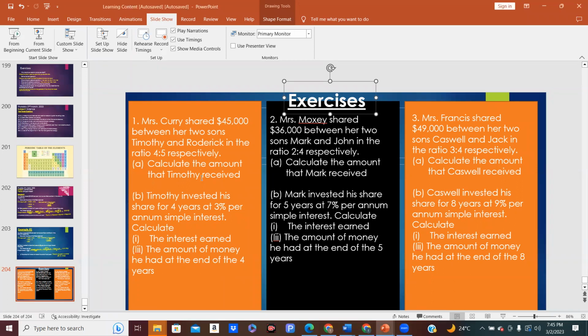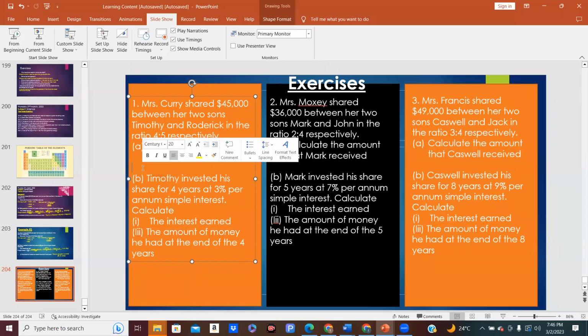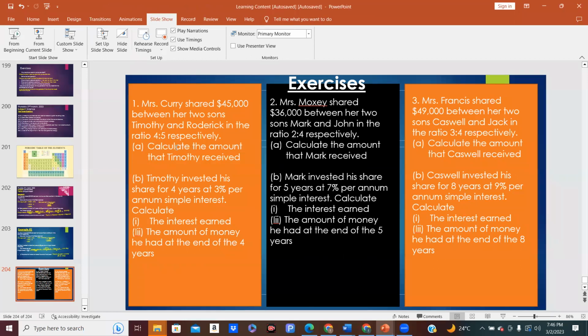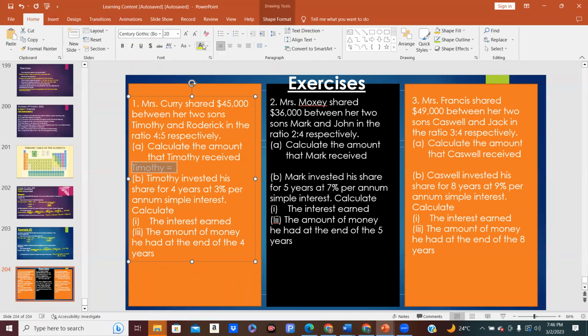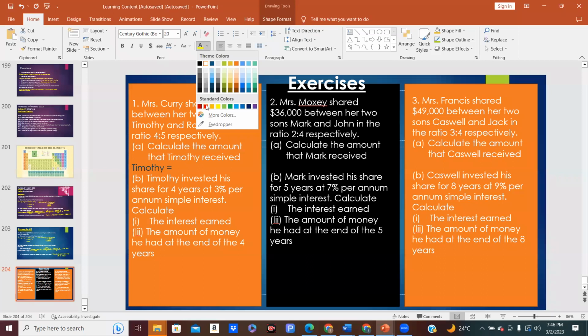Let's answer them. Yolanda, I want you to help me with A. Calculate the amount that Timothy received. So read the question and help me out with the answer. A. Mrs. Curry shared 45,000 between her two sons, Timothy and Roderick, in the ratio 4:5, respectively. Calculate the amount that Timothy received.